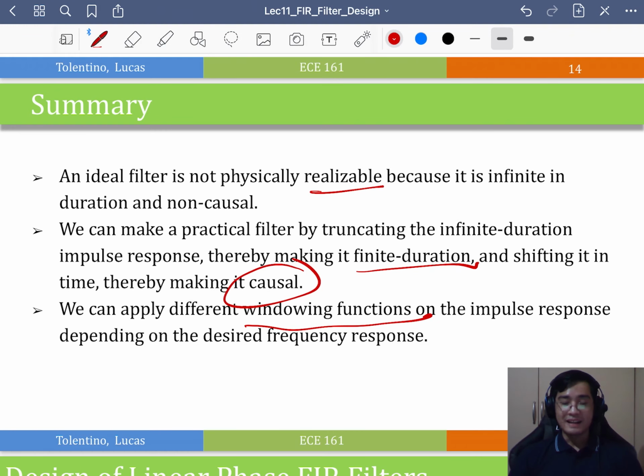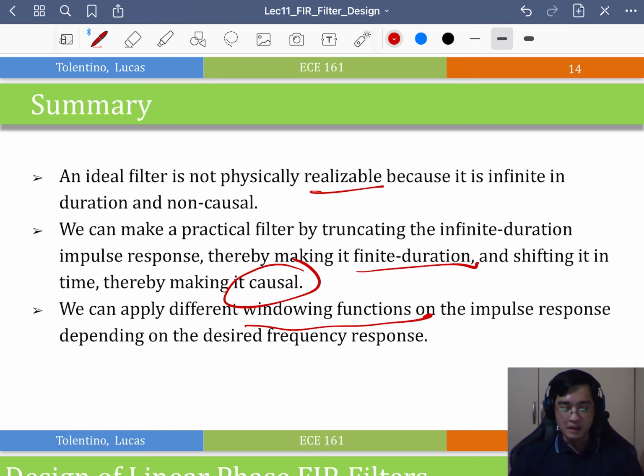Okay, welcome back, class. We will continue our discussion on Lecture 11, FIR Filter Design. This is part 2 of our discussion. Just a quick recap on what we've discussed.